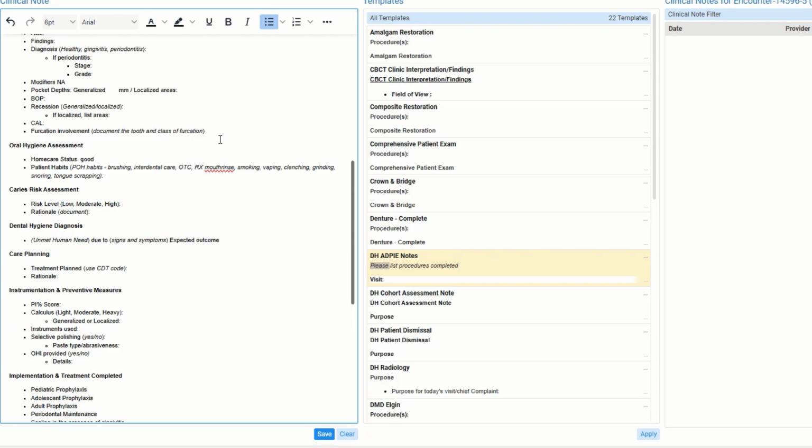Patient habits. This is really important. Everything in italics is giving you some ideas, okay, of what to ask the patient, right? Tell me about your brushing. Tell me about how do you clean in between your teeth? Are you using any mouthwash? If so, what kind? If you're a clencher or grinder, are you using a mouthwash? Do you use an electric toothbrush or a manual toothbrush? Are you using string floss or are you using a floss pick?